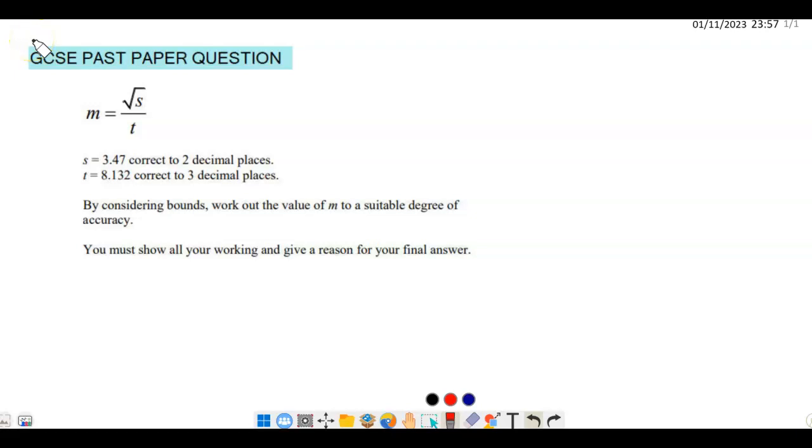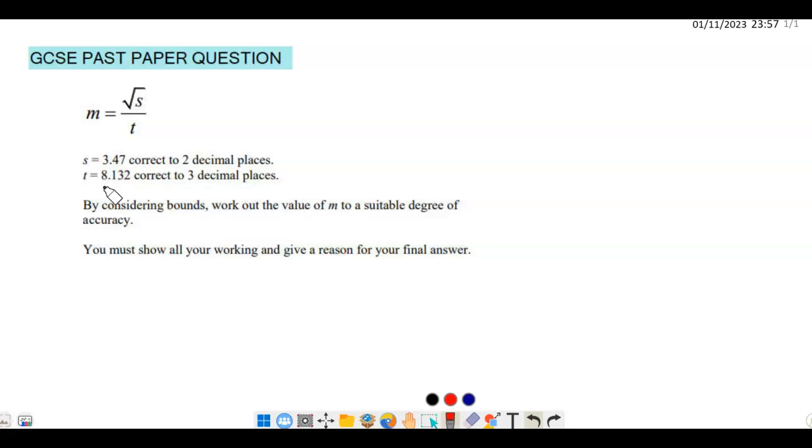Here we have a GCSE mathematics past paper. It's a higher tier paper. Now we have m is equal to the square root of s over t, where s is given as 3.47 correct to 2 decimal places, and t is given as 8.132 correct to 3 decimal places. By considering bounds, work out the value of m to a suitable degree of accuracy. You must show all your working and give a reason for your final answer.